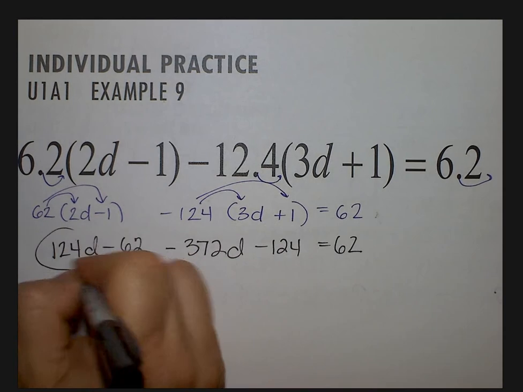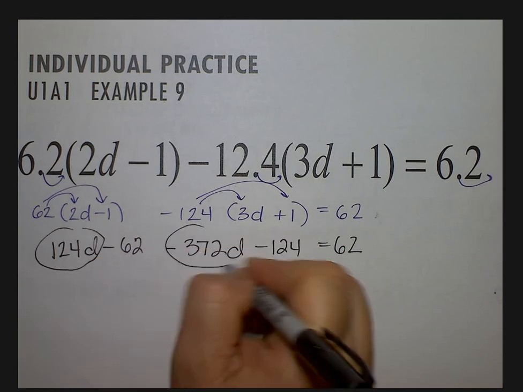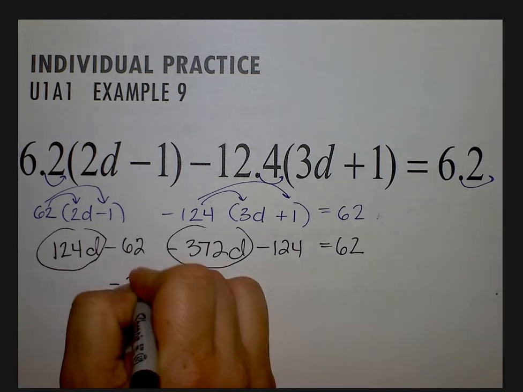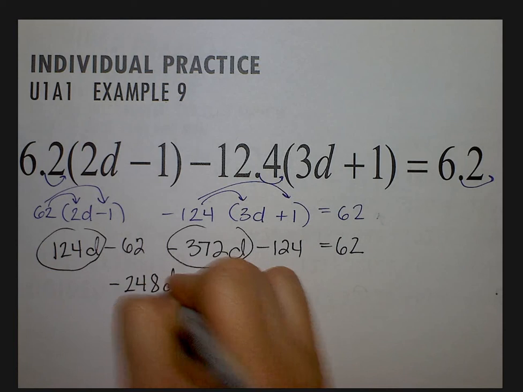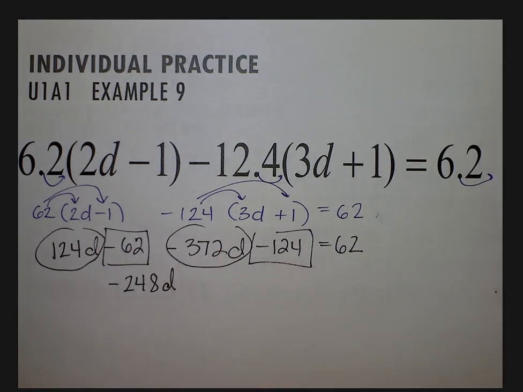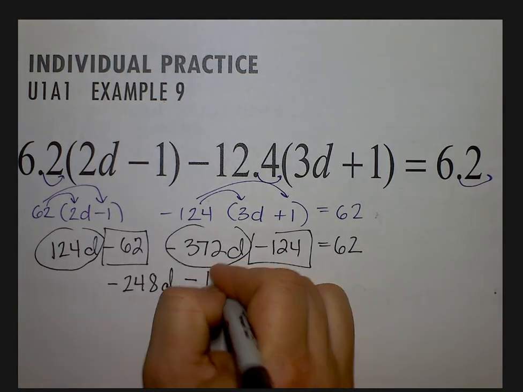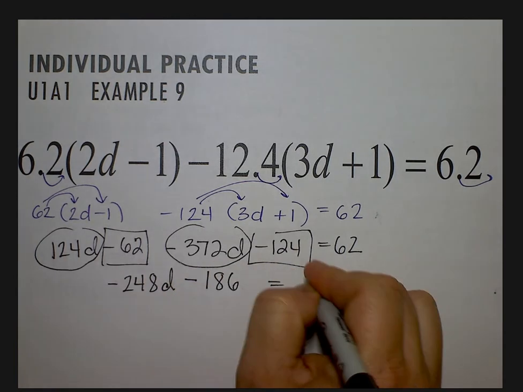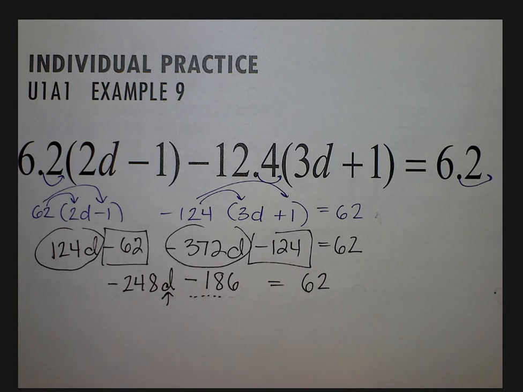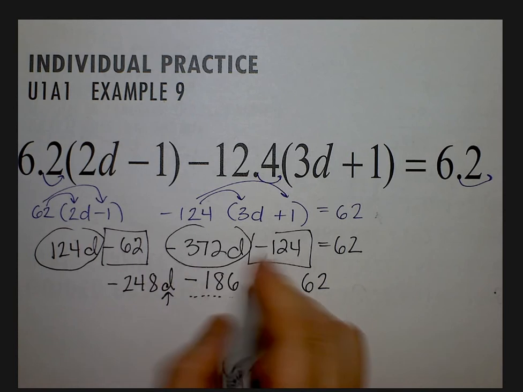Combine like terms, different signs, I'm going to subtract, and then keep the sign of the larger number. Same signs, so I'm going to add, and then again keep the sign of the larger number. To isolate the d, I'm going to start by getting rid of the negative 186. Opposite of subtracting is adding.